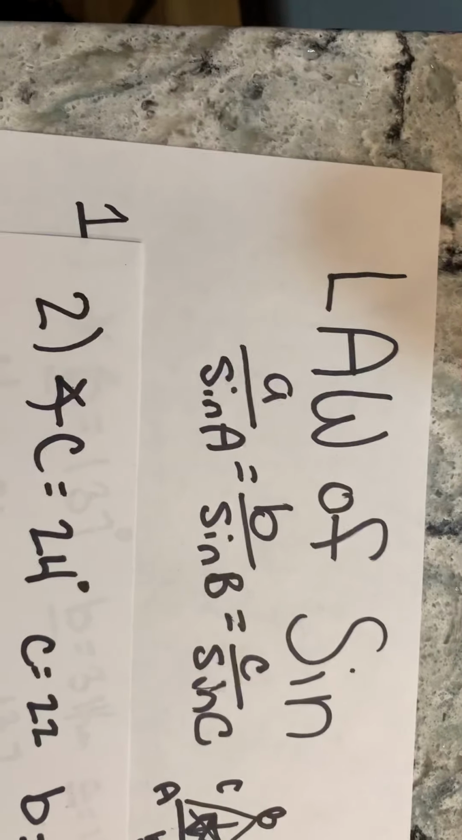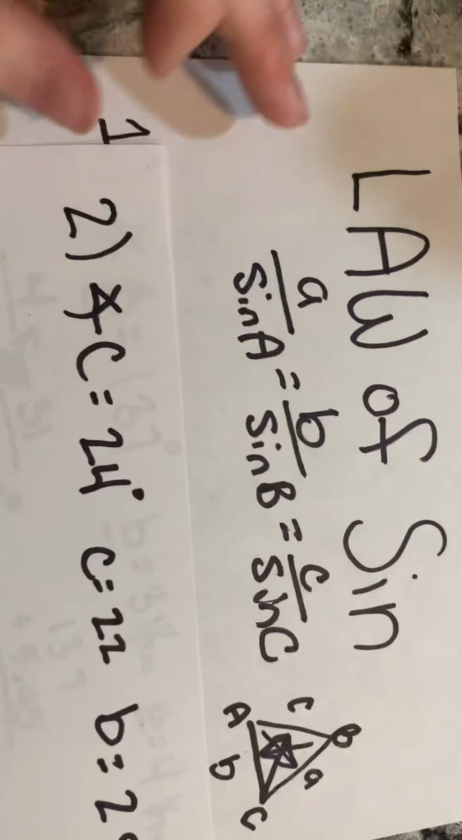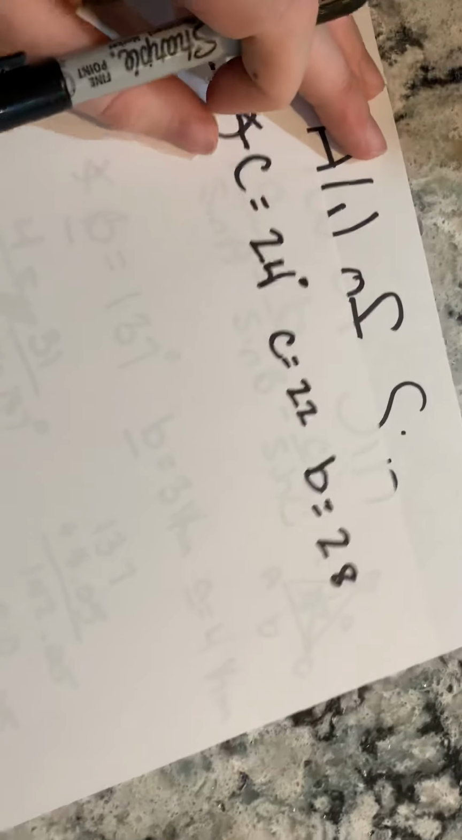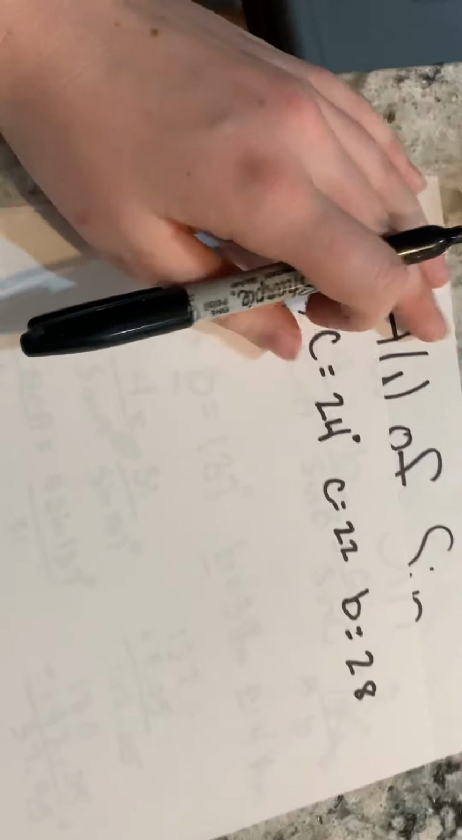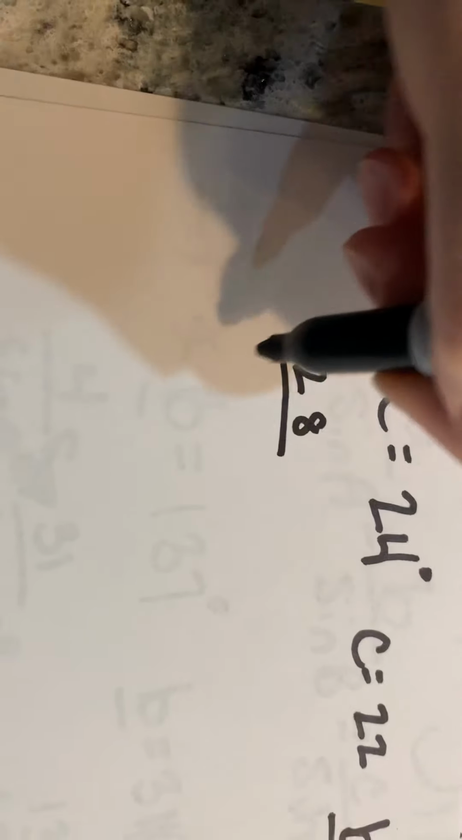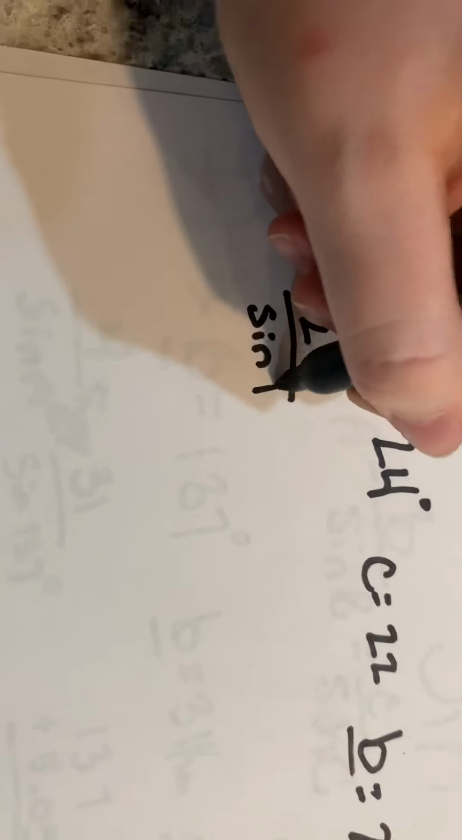A over the sine of A is equal to B over the sine of B, which equals C over the sine of C. So all letters are interchangeable. So A can be equal to C, or A equals B, or B equals C. It does not matter. So our other variable is B this time. So we'll set it up as 28 over the sine of B, which we don't know.